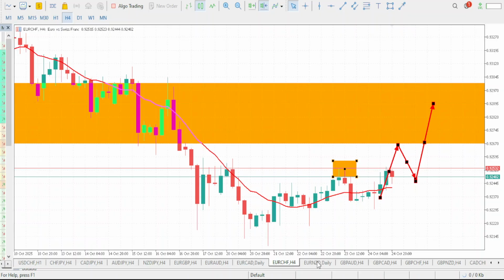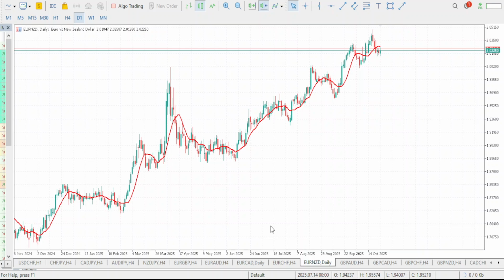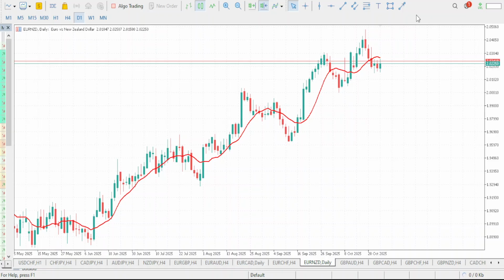And now let's take a look at what the market will give us for the week on Euro New Zealand dollar. Let's start with our trend. We clearly can see that on our Euro New Zealand dollar, we are in an uptrend. Here's our high. Here comes the higher low. Here's also our higher high. Here comes the higher low. Here's our higher high. Here comes the higher low. This is our higher high. And here comes the higher low.